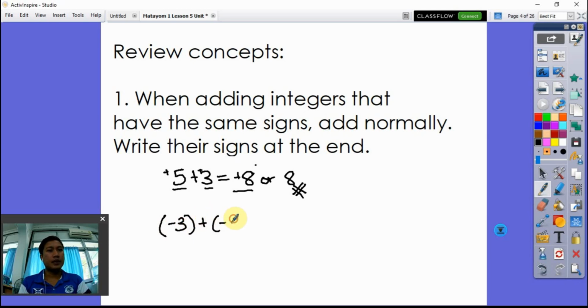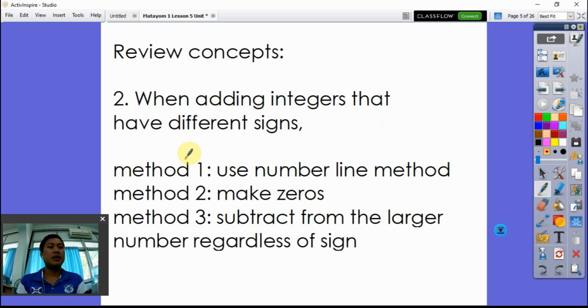Okay, let's have another example. Negative 3 plus negative 4 is equal to negative 7. Why is it negative 7? When adding integers that have the same signs, do negative 3 and negative 4 have the same signs? Yes. So since both of them are negative, we add normally: 3 plus 4 equals 7. Write their signs at the end. So we write their sign, which is negative, before 7. That's our final answer.